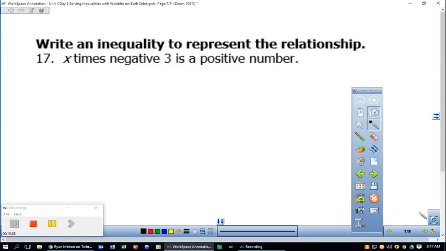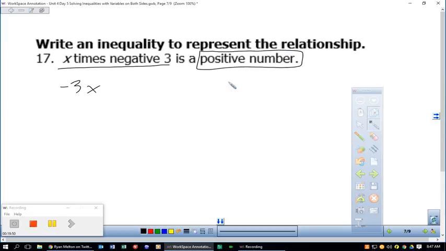X times negative 3 is a positive number. Okay. X times negative 3. How would we write that? Negative 3x. What does something being a positive number mean? Positive numbers are all the numbers that are bigger than 0, right? So that means greater than 0. So negative 3x is greater than 0.